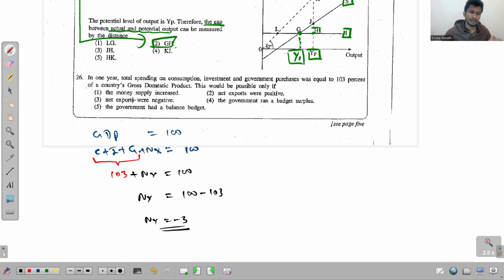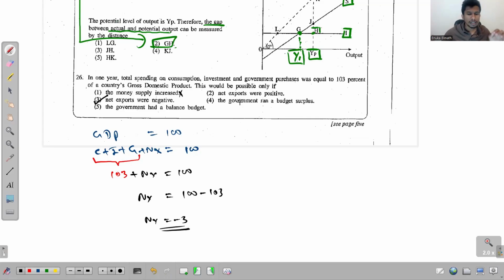The first one says the money supply increased. See, we can't comment on the money supply simply by looking at these given values. So we can ignore that. And the second one says net exports were positive. No, net exports, that is a negative value, right? We got a negative value. The third one says net exports were negative. Yes, 100% true. And that's exactly what happened when we calculated the value.